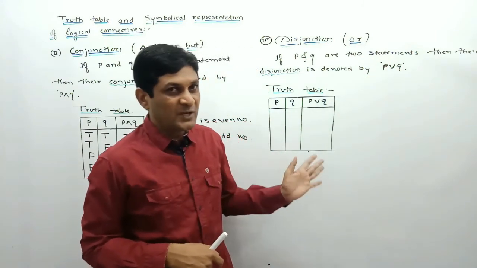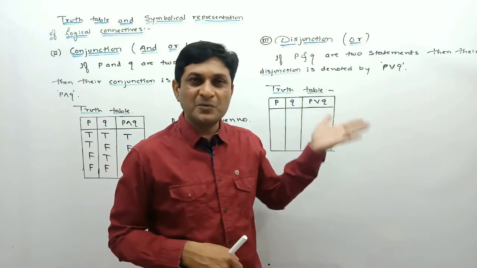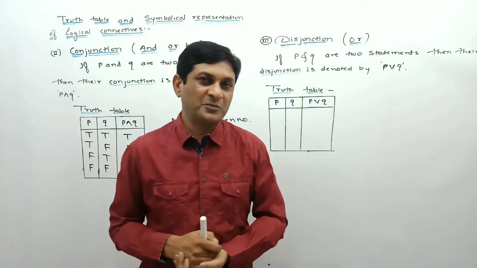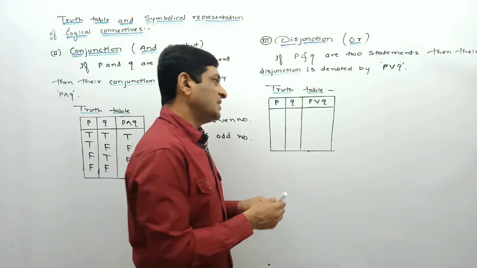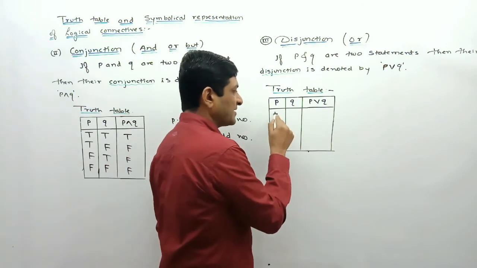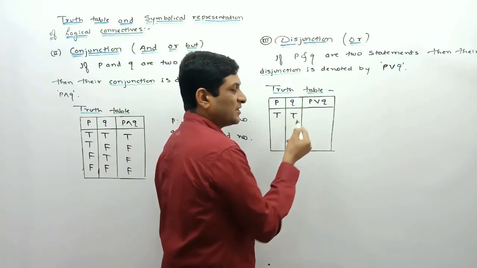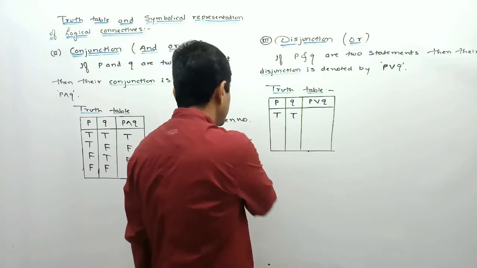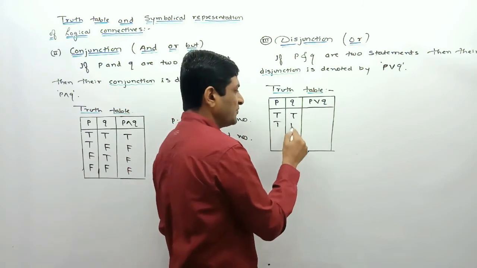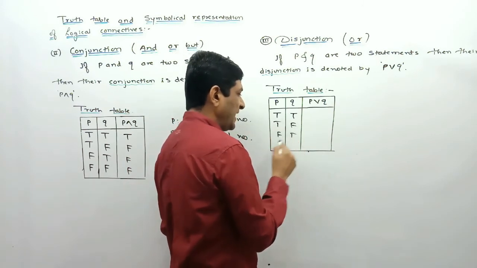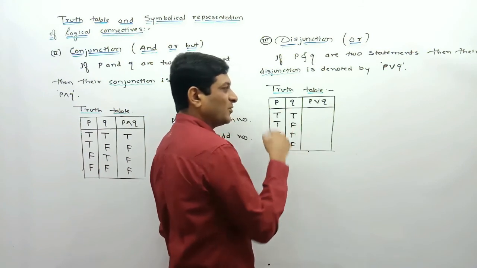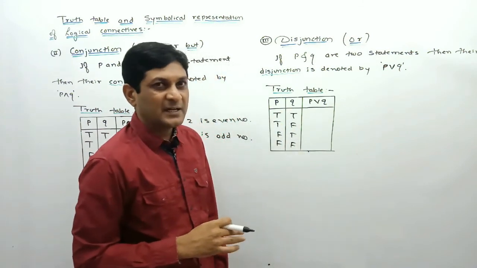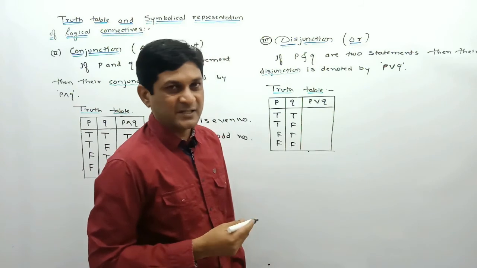So symbolical representation is clear to you. Now we will discuss the truth table of this logical connective. Since two statements are under consideration, which are the four different possibilities? In the last case we have seen: true true, true false, false true and false false. These are the four different possibilities if two statements are under consideration.